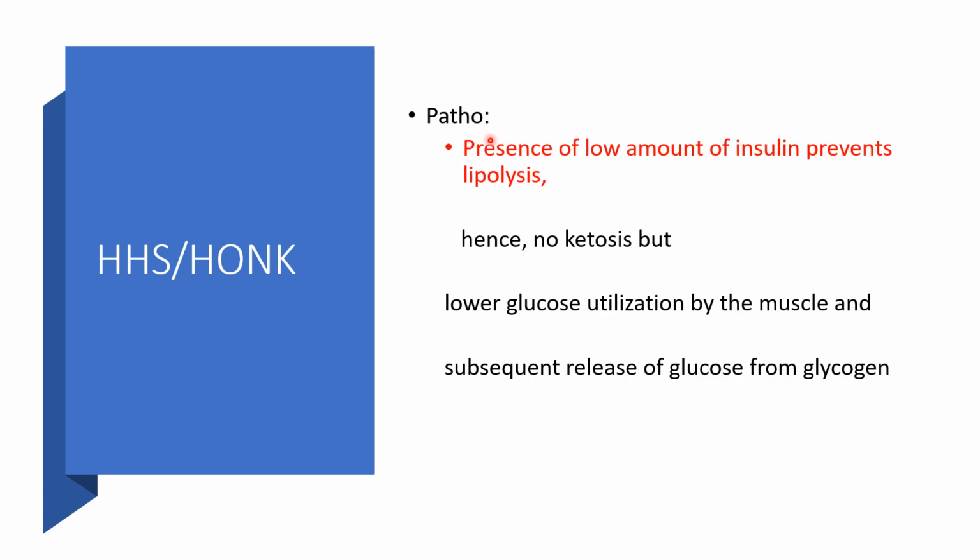The battle here in HHS is that the presence of low amount of insulin will prevent lipolysis. Therefore, no ketosis, but lower glucose utilization by muscle and subsequent release of glucose from glycogen will be the problem.